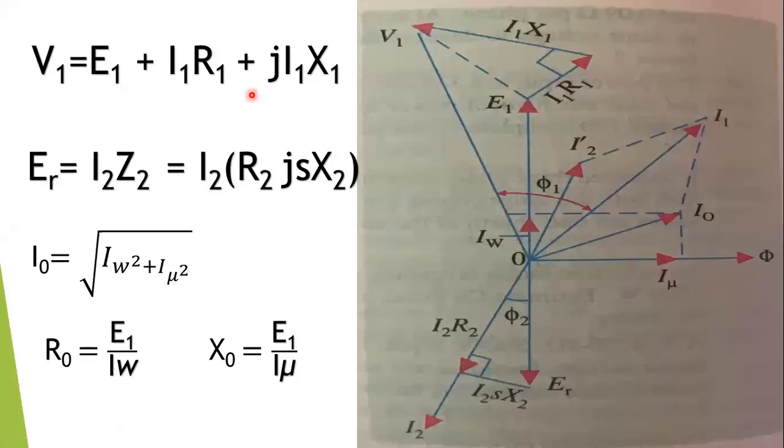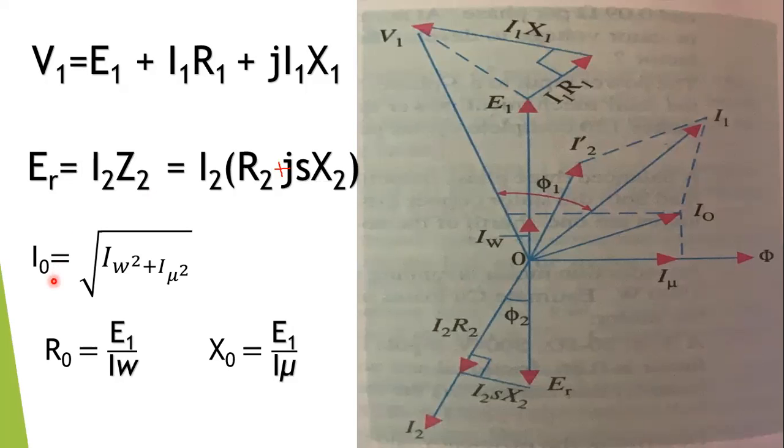So see the equations here. ER is equal to I2 R2 plus j I2 sX2. Taking I2 common, R2 plus j sX2 is Z2. So ER is I2 into Z2. These are the two EMF equations in primary and secondary.